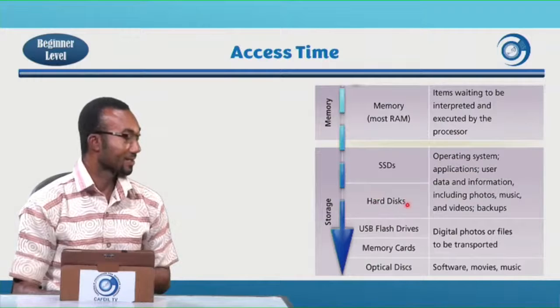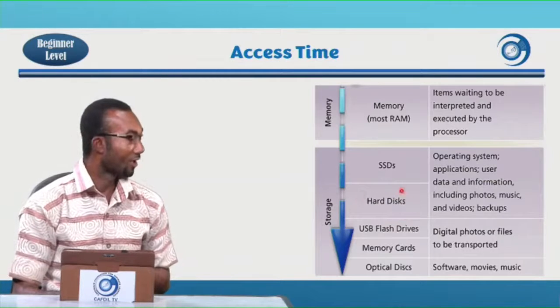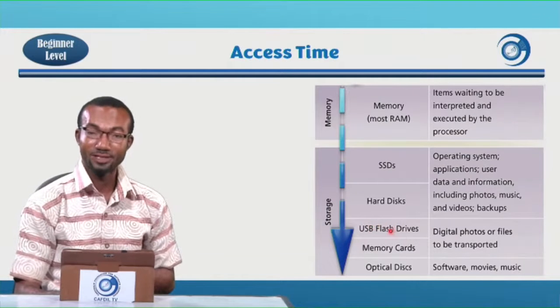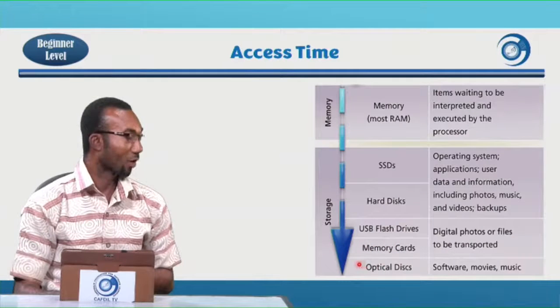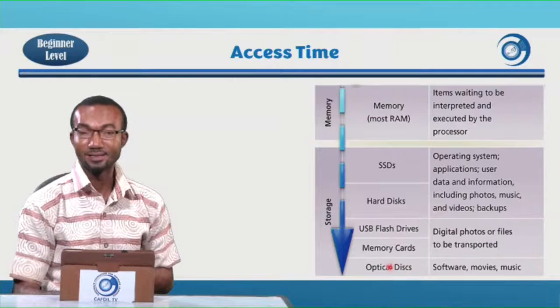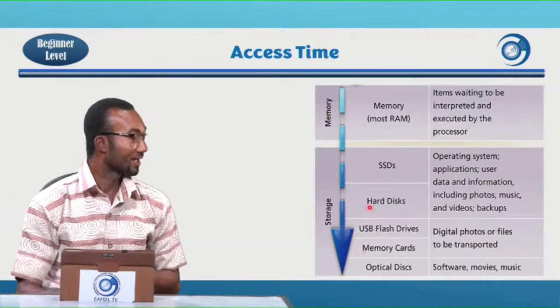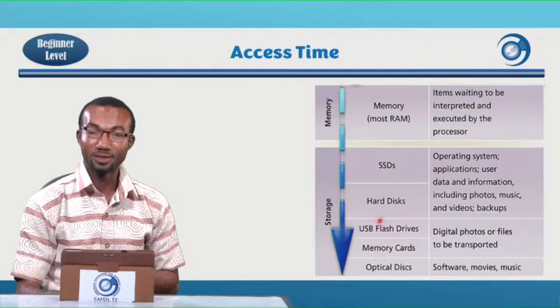Then we have the hard disk. So when it comes to the time it takes to locate information on a disk, the hard disk comes third. Then the fourth one, pen drives. That's the USB flash drives. The next one are memory cards. And the last one, we have the optical disc. That's the CD, the DVD, and the Blu-ray disc. So these are the access times for the various storage media we talked about.